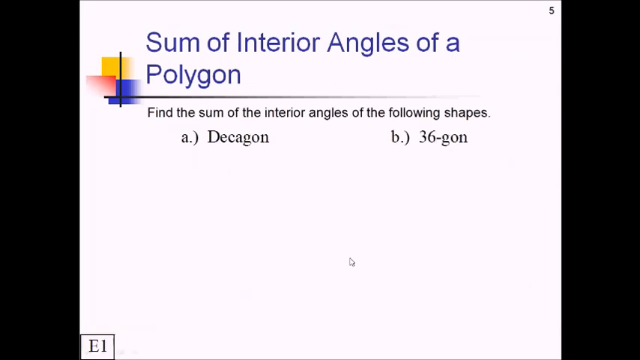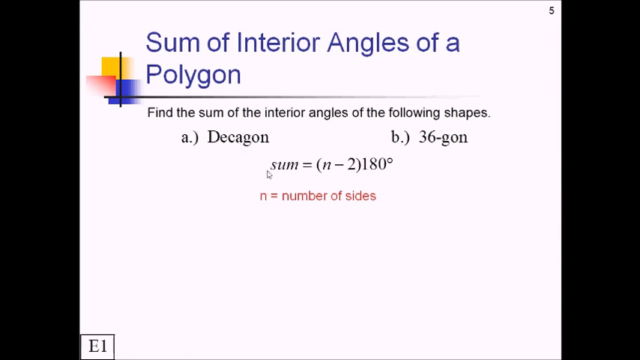Now that we've got that formula, let's give it a little bit of practice here. Let's say we want to find the sum of the interior angles of a decagon and then a 36-gon. So in either case, you're going to write that formula out. (n-2) times 180 equals the sum. And then n is just the number of sides. So this is where you need to actually know what these shapes mean. 36-gon is pretty obvious. A decagon, though, remember that's 10.